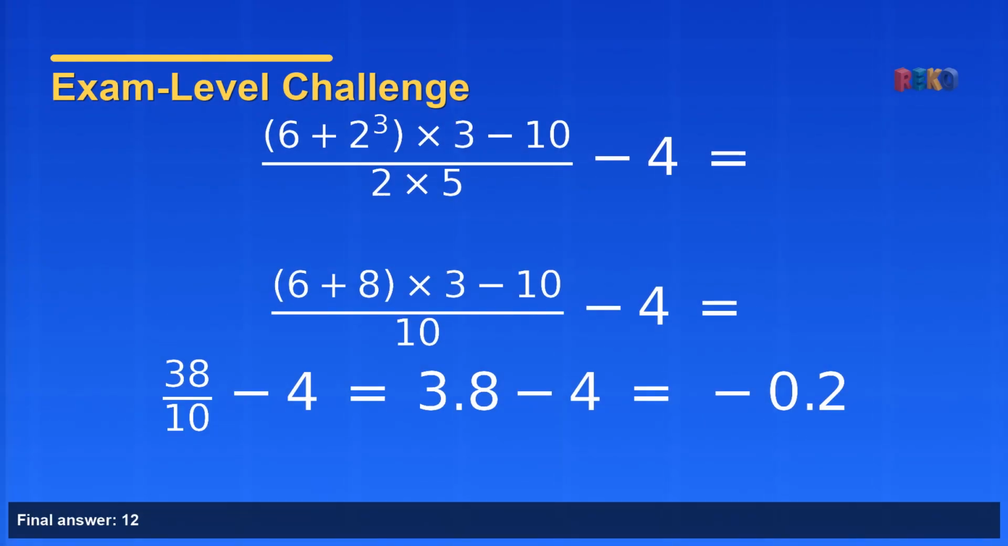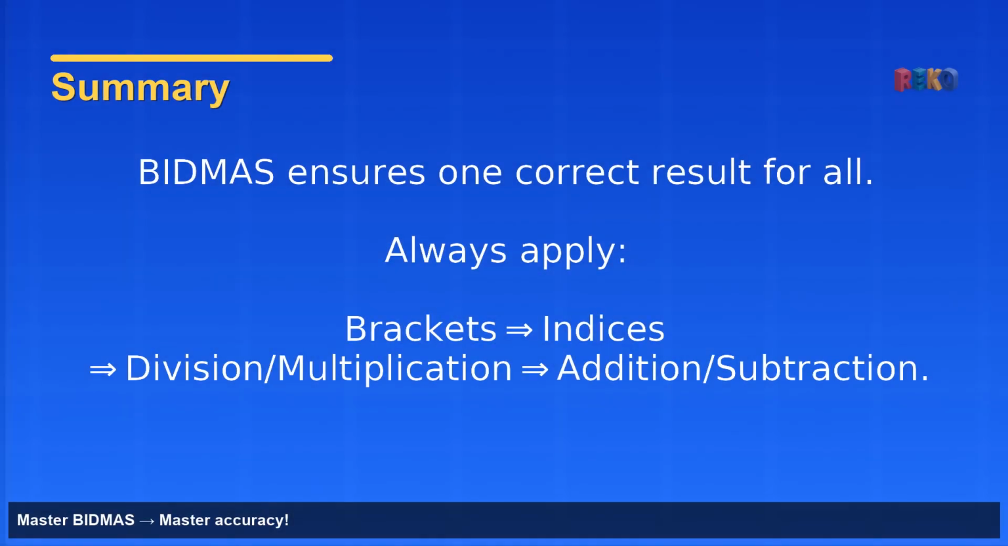This one is a real exam-style BIDMAS problem. Start inside the brackets with the power first. 2 cubed equals 8. Then add 6 to get 14. Multiply by 3 to make 42 and subtract 10 to get 32. That entire numerator is divided by 2 times 5, which equals 10. So 38 divided by 10 gives 3.8. Finally, subtract 4, leaving a final answer of negative 0.2. Each operation follows the order carefully from brackets and powers down to division and subtraction. BIDMAS guarantees that everyone reaches the same correct result.